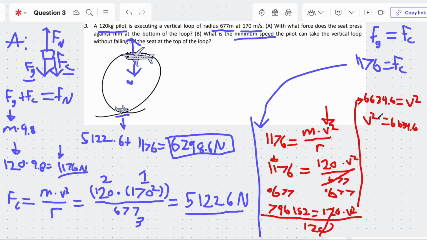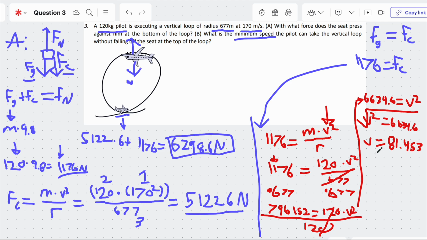So that thing is being squared right now. To undo squares, we do square roots. I drew that horribly, but we're going to square root both sides. So we'll be left with v equals the square root of 6,634.6. That should give us about 81 point, I'm going to go to the third decimal, 453. Awesome.